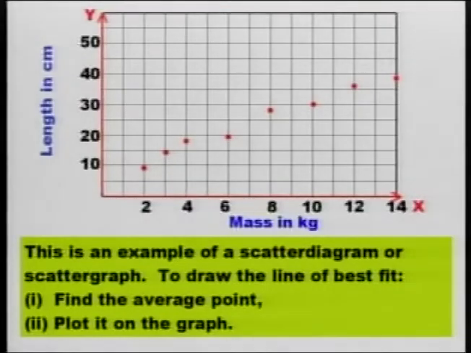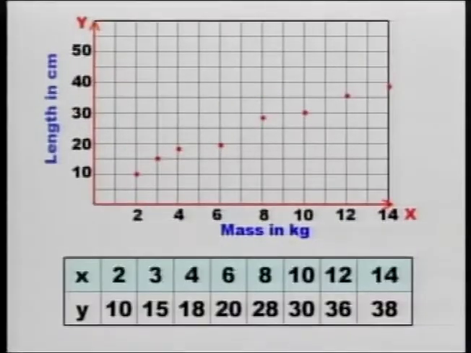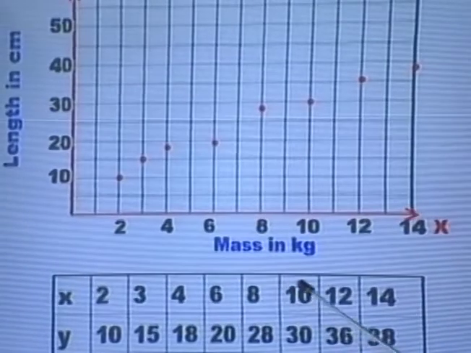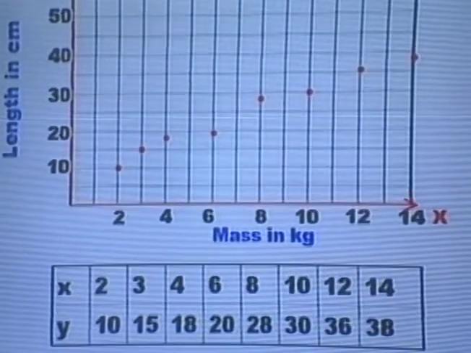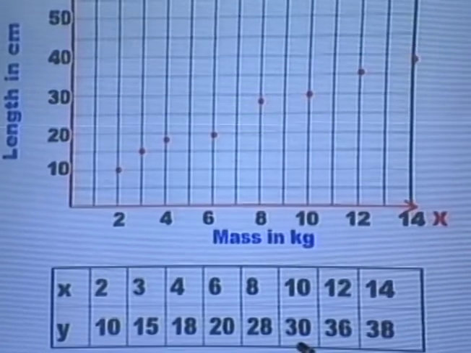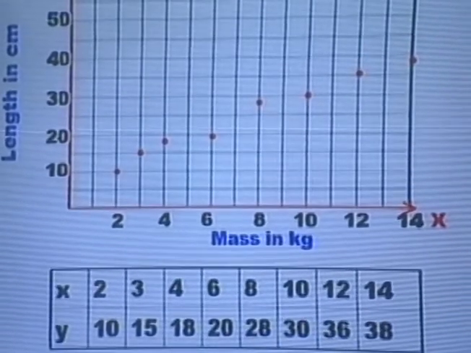All right, to draw the line of best fit, this is what you are supposed to do. One, you're supposed to calculate what is called the average point. Let me just go back. Now, to calculate the average point, I hope you are listening. You add the sum of all the numbers and you divide by the number of those numbers. So you add 2, 3, 4, 6, 8, 10, 12, and 14. You divide by 8. The same goes for the Y values. You add all of them and then you divide by the number of those scores.